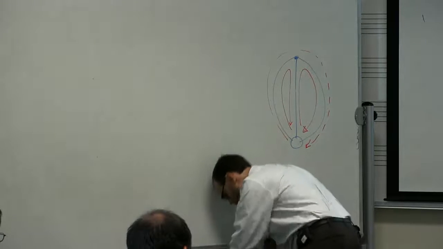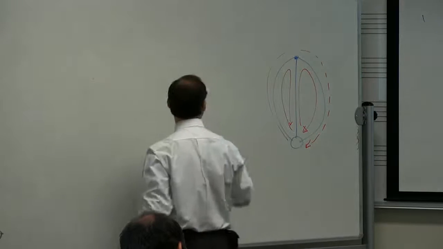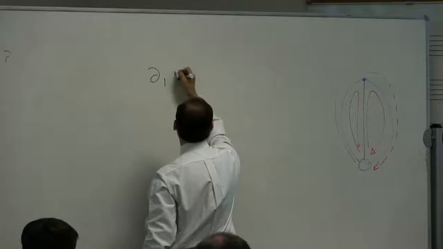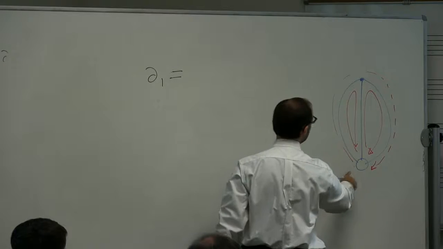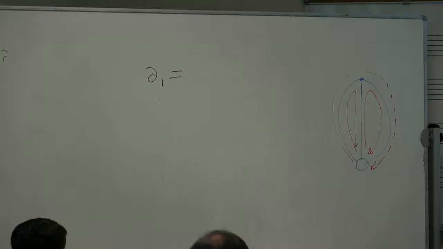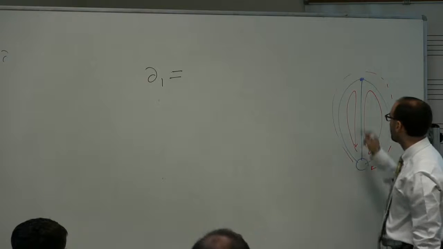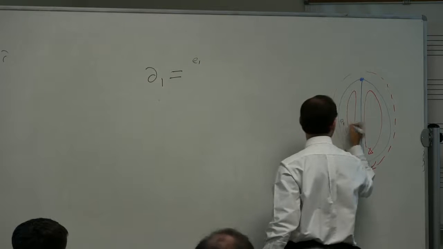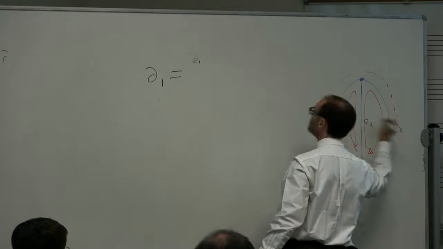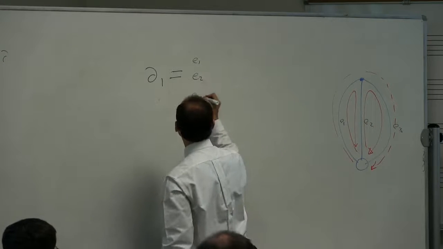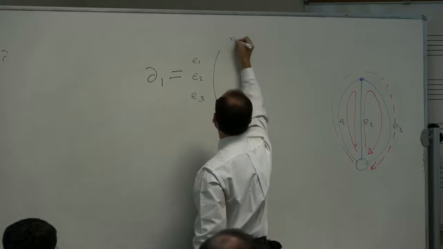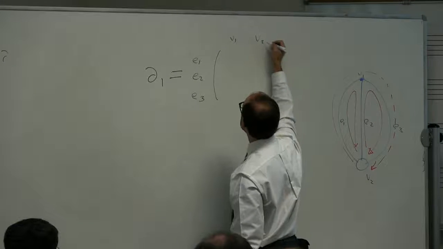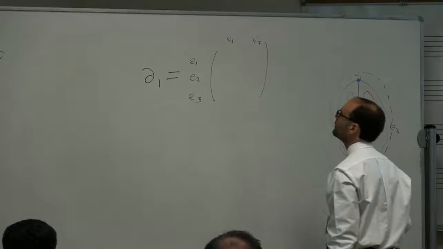So how does that work? This is boundary 1. And how many vertices do I have? I have 2 vertices, and how many edges? 3. Let me call this edge 1, this is edge 2, and this is edge 3. This is vertex 1, and this is vertex 2. This is not an abstract simplicial complex. The construction still works.